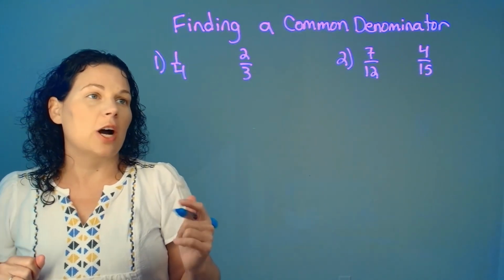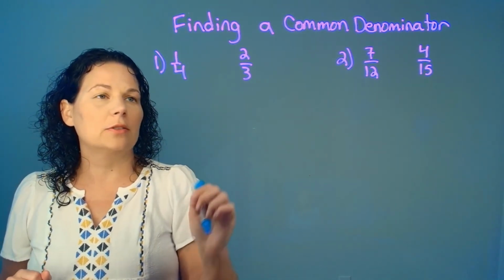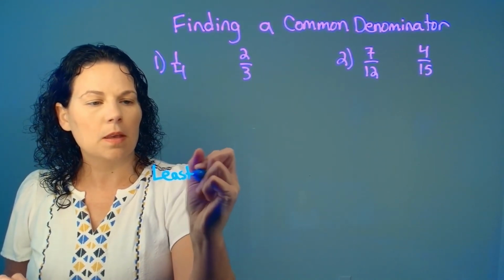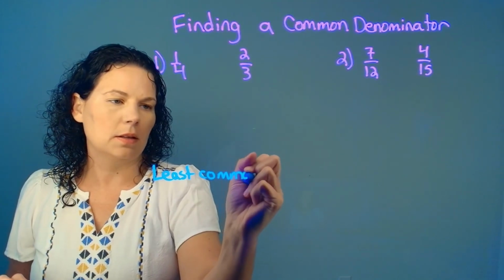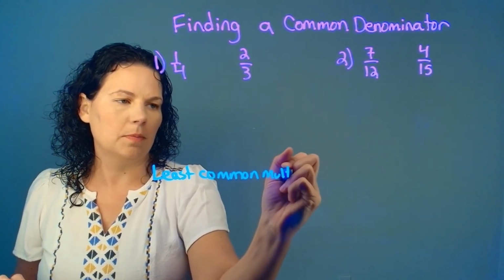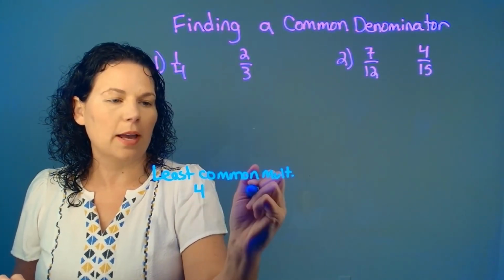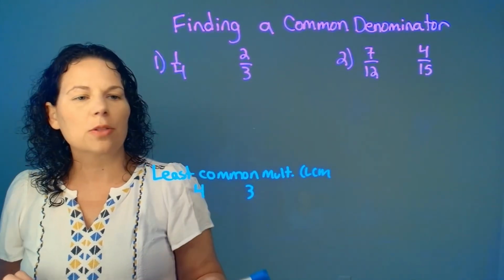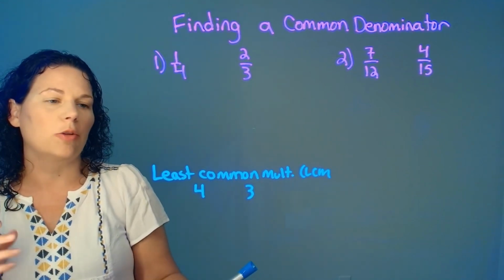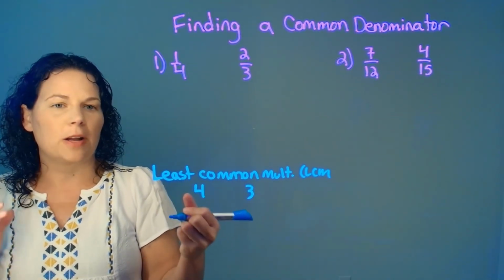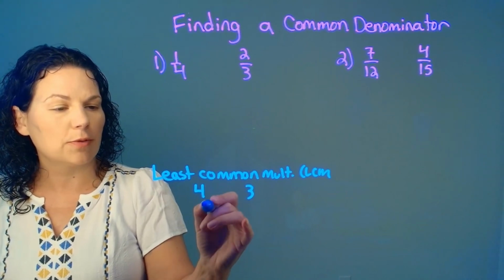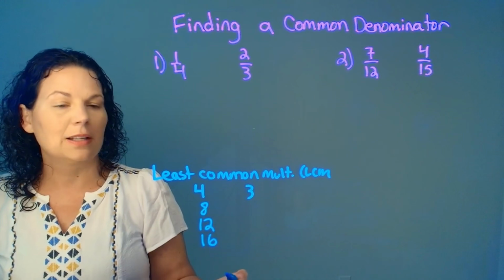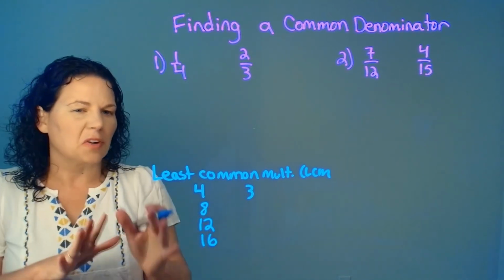So let's look at the denominators on number 4 and 3. What is the least common multiple of 4 and 3? The LCM, right? We can abbreviate that, the LCM. So 4 and 3. I'm going to write out all the multiples of 4 and 3 until I find one that matches. So 4 times 1 is 4, 4 times 2 is 8, 4 times 3 is 12, 4 times 4 is 16. I think that's far enough.